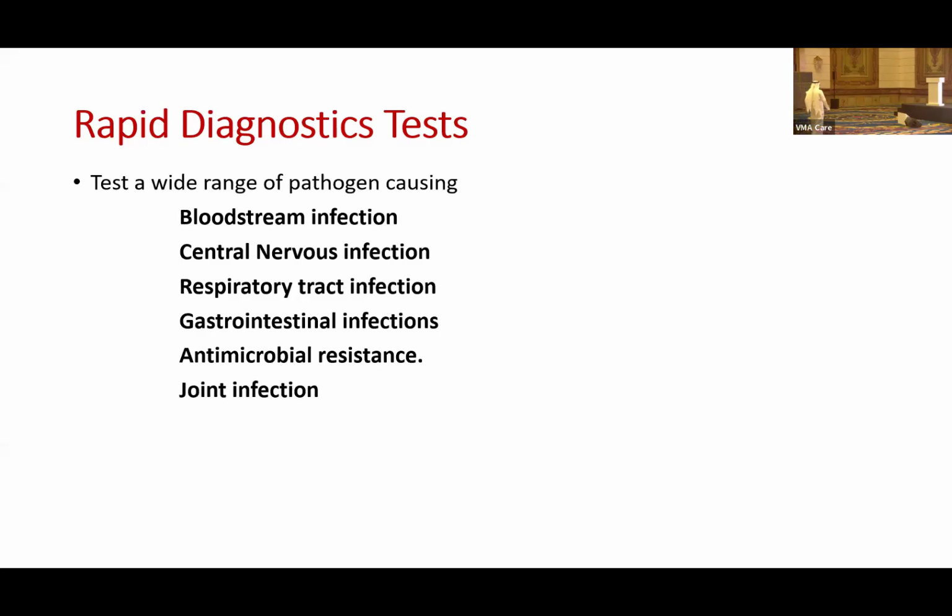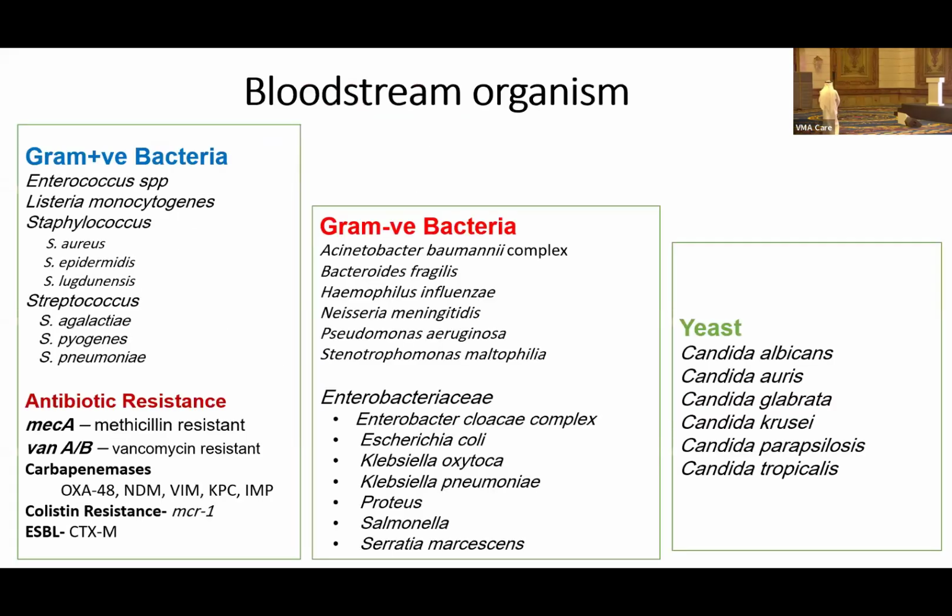Antimicrobial resistance and joint infection: if you have, like, septic arthritis, with a rapid diagnostic test you can have a result within 1 hour. It can distinguish between viral and bacterial infection. This is one example of a rapid diagnostic test, like 43 targets from blood culture that can be targeted. So, what organism can be not found in this panel?